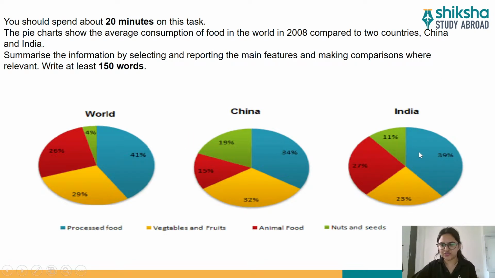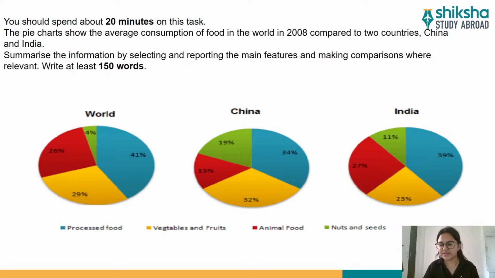A pie chart question basically looks like this, and the question which you might get in your exam might relate to something like this. You should spend about 20 minutes on this task. The pie charts show the average consumption of food in the world in 2000 compared to two countries, China and India. So summarize the information by selecting and reporting the main features and making comparisons where relevant. So basically you will have to make certain comparisons and contrasts related to the different diagrams which have been given in your paper.